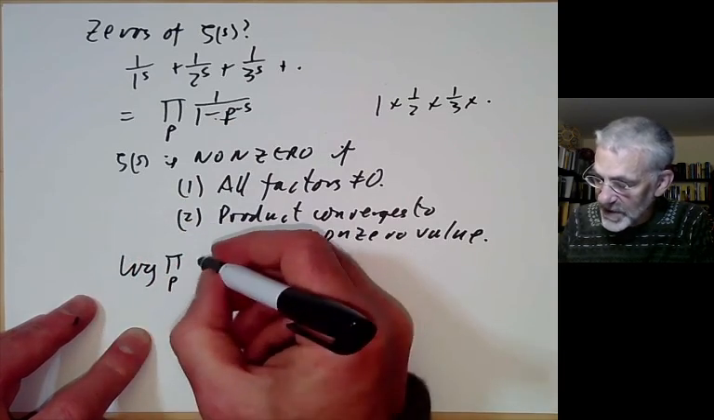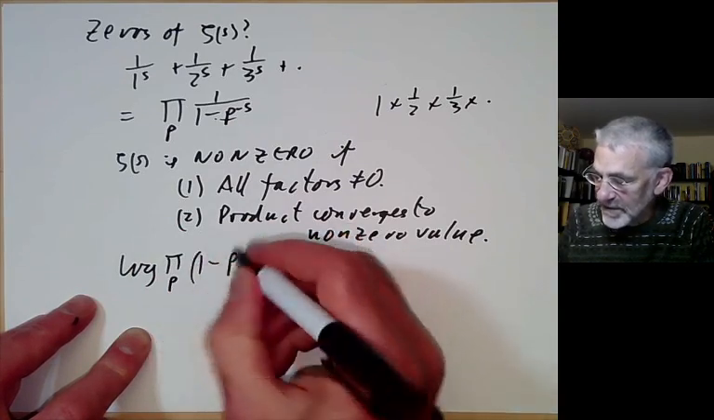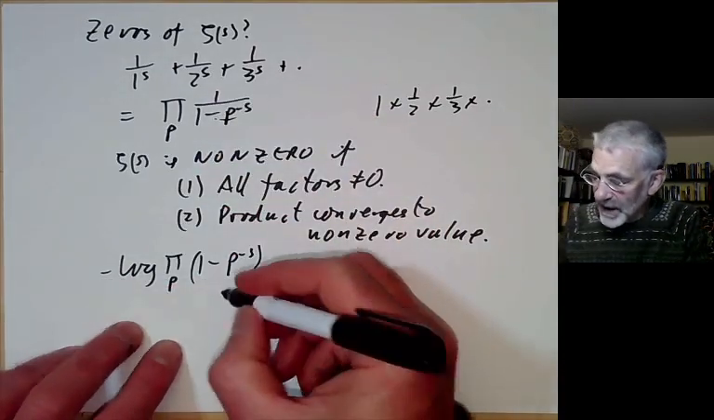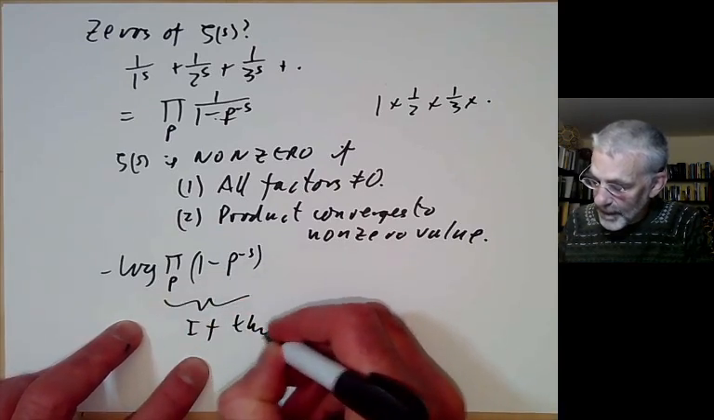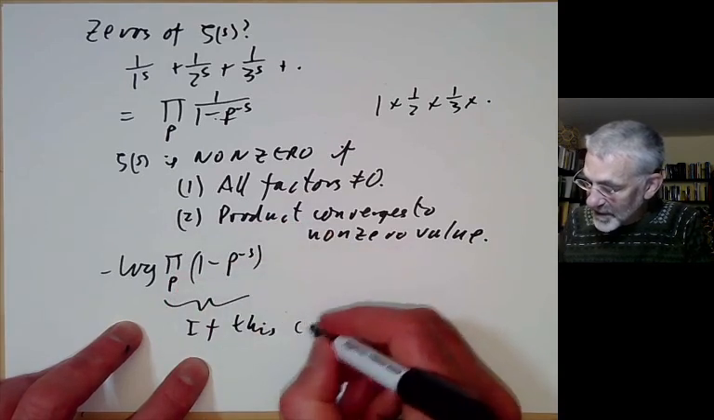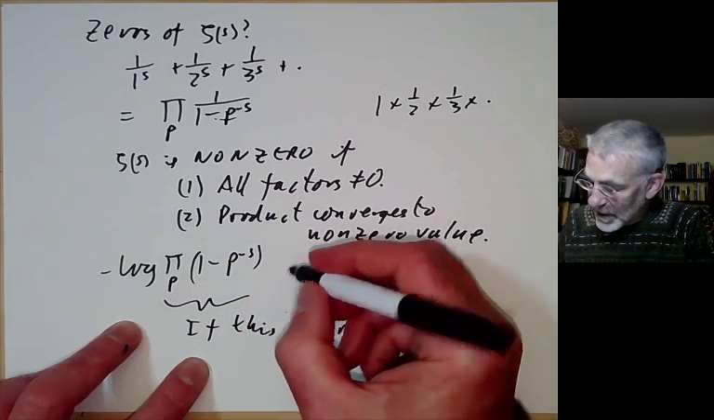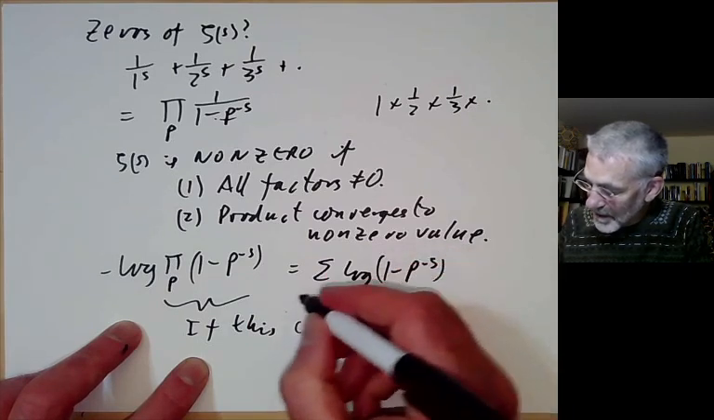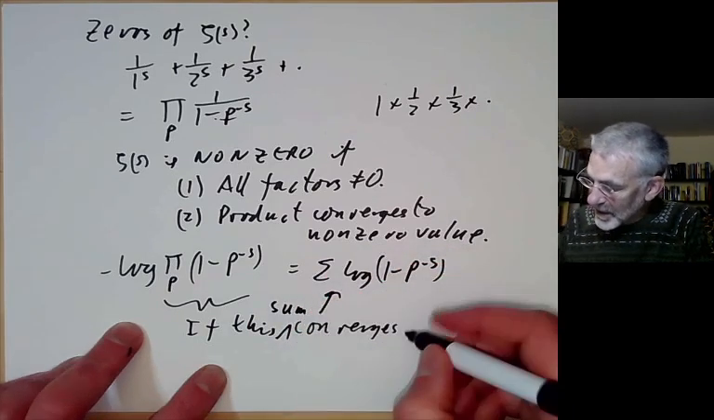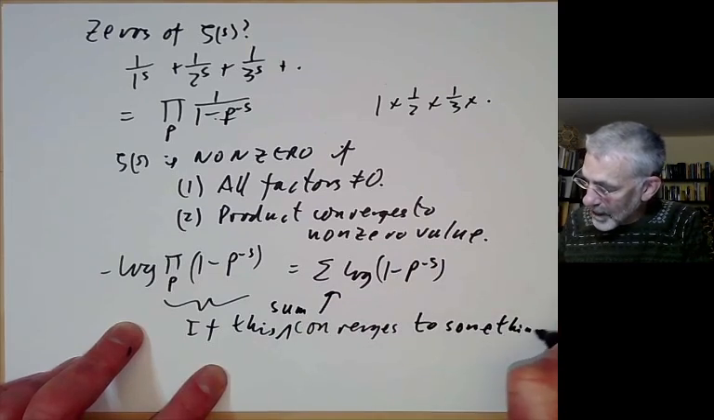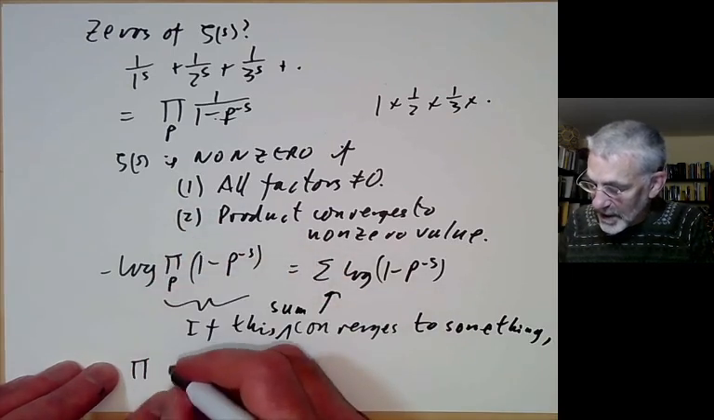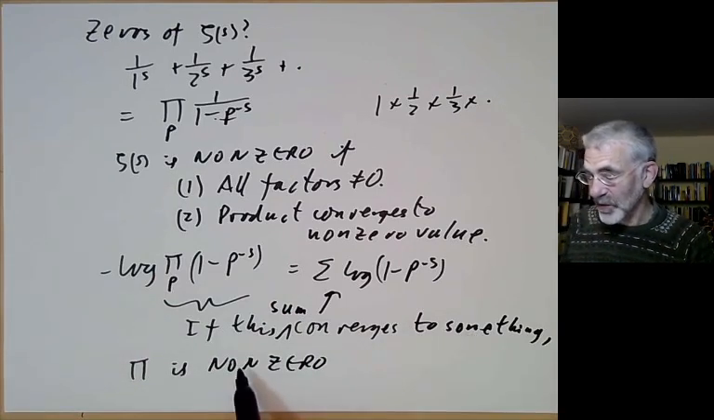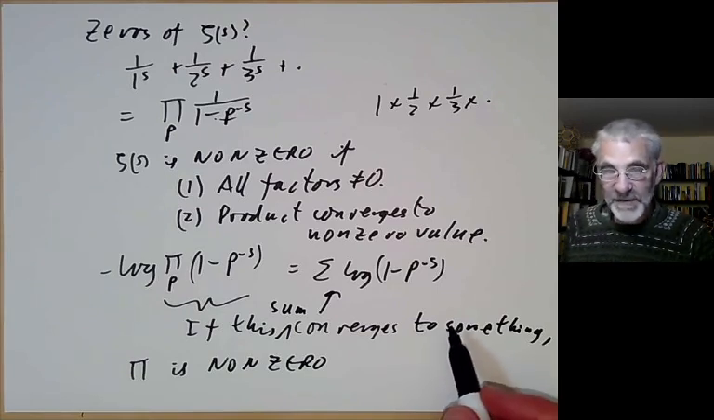So we look at the logarithm of the product over all primes of 1 minus p to the minus s. Since we're taking logs, they turn reciprocals into minus signs. So we can write this as a sum of logarithms of 1 minus p to the minus s. And if this sum converges to something finite, then the product is non-zero, because the product will be exp of that finite thing, and exp of something finite is non-zero.